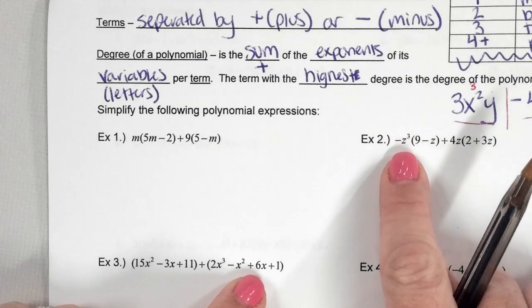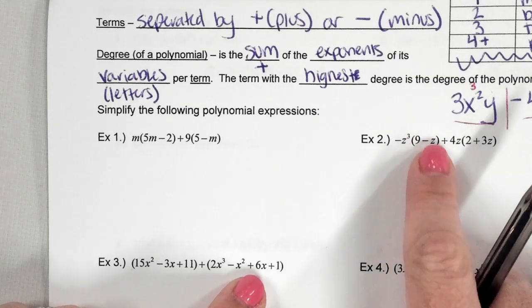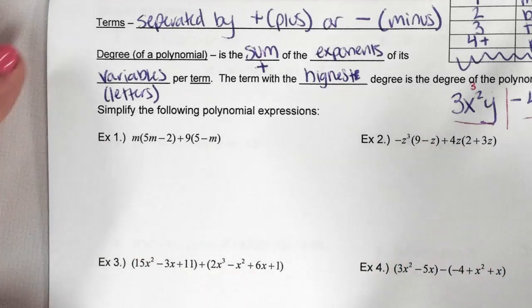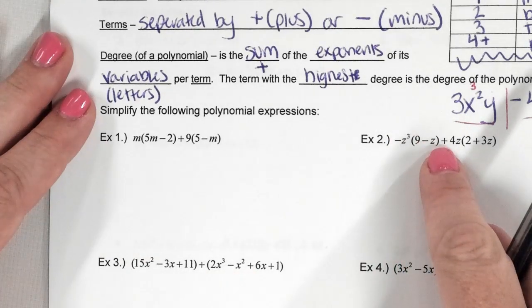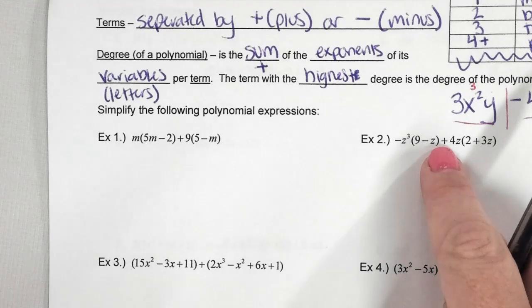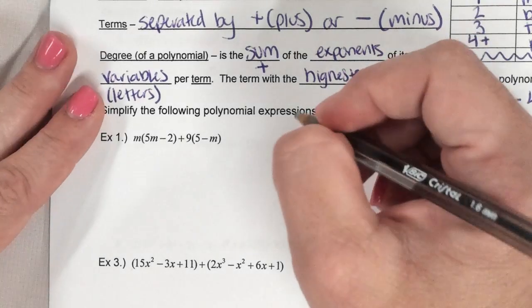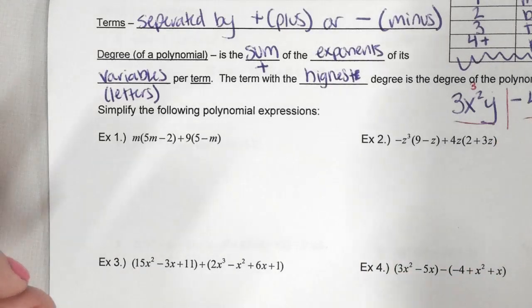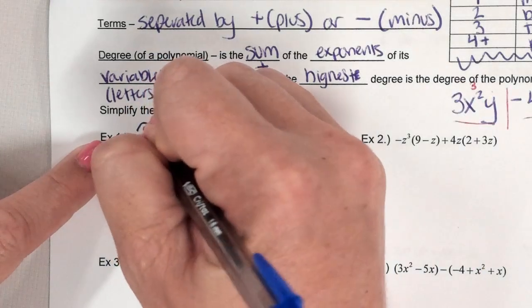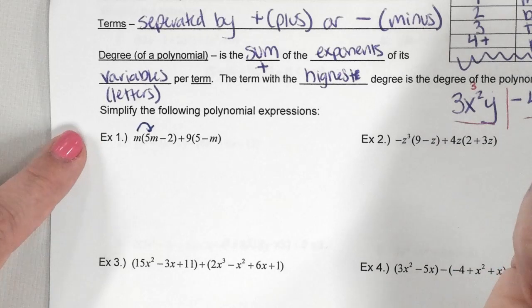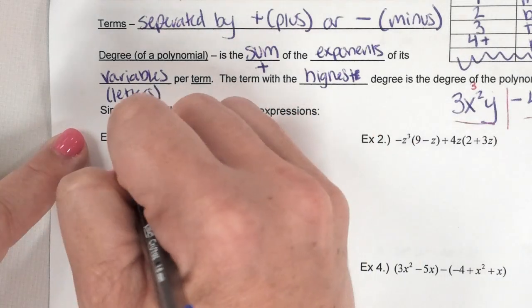So how many's here? 3, and how many's here? 1. So how many would that be when I multiply? You're exactly right. What did you just do? Add. You add your exponents when you multiply. So when you multiply, you add exponents. So knowing that, m times 5m becomes what? Yep, 5m squared.